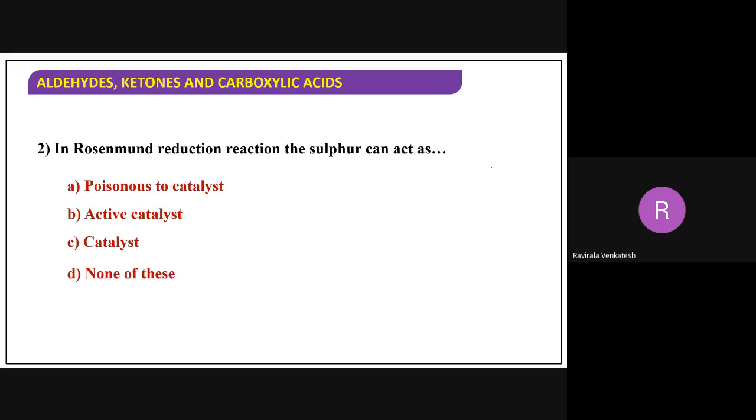In the Rosenmund reaction, what happens? Sulfur can act as a poison to the catalyst actually. Sulfur is not given in the textbook, but sulfur also can be taken. In the NEET examination they may ask, but even NEET they don't ask because they follow the NCERT syllabus. So you don't need this one. Maybe you may get it in mains examinations.